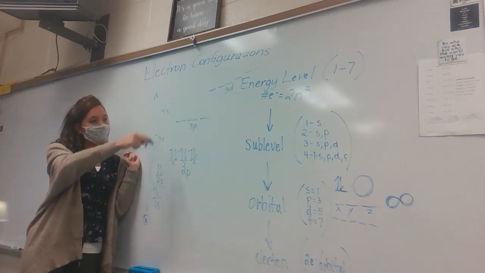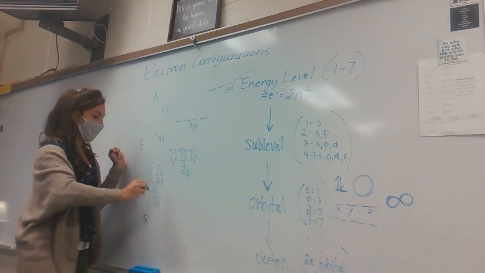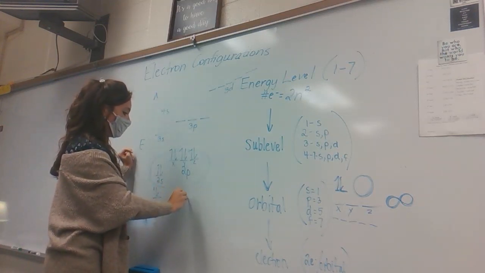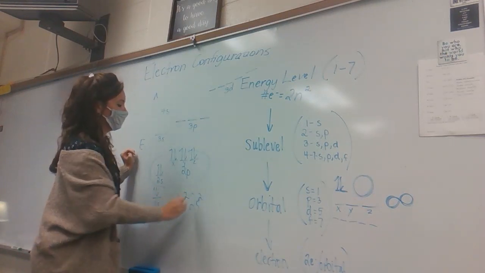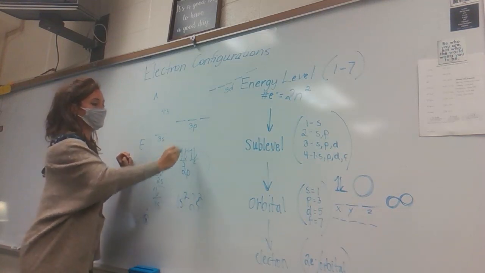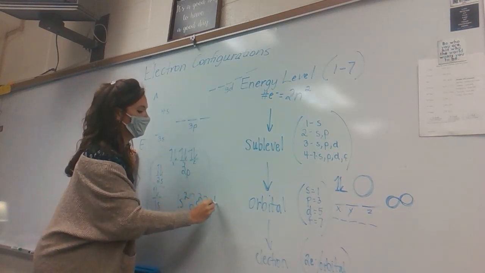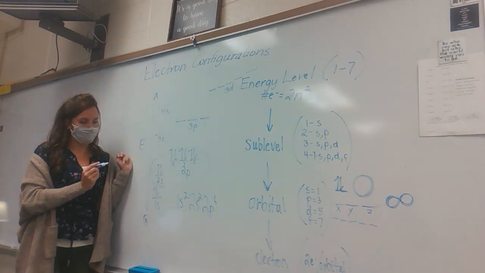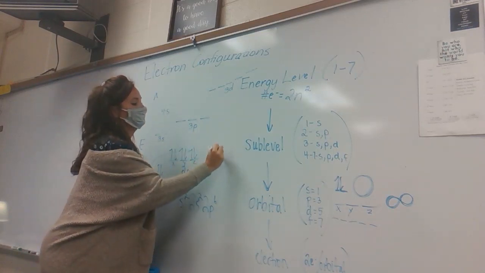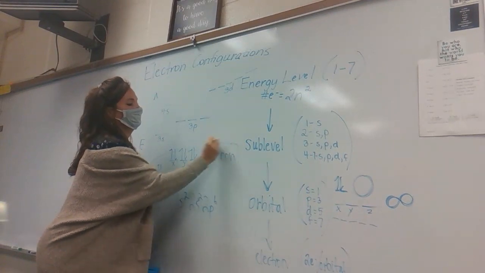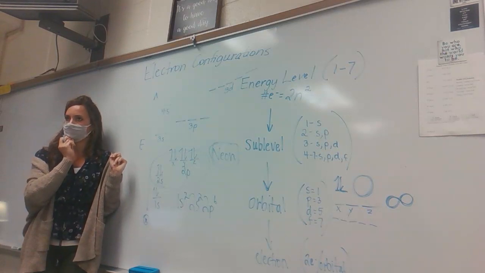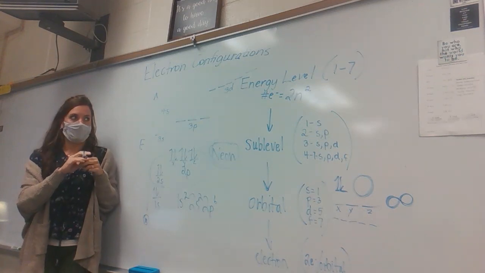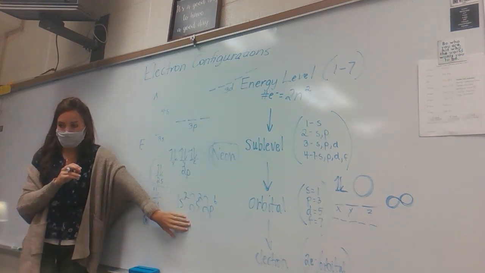Then if I wanted to write this as an electron configuration, I would write 1s, and there are 2 of them. Then 2s, and there are 2 of them. And then 2p, and there are 6 of them. And this is neon. Okay, so this is an electron configuration.